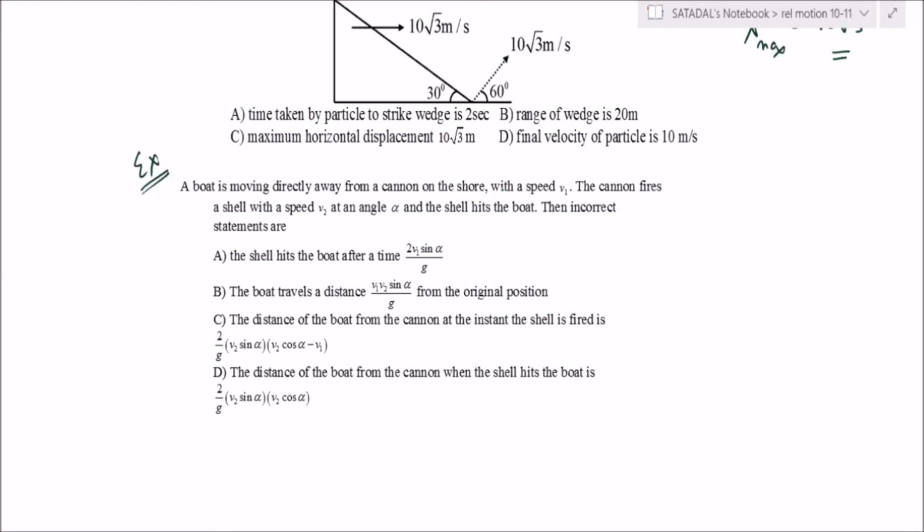Vignesh, tell me. Sir, in the previous problem, I am getting the range as 180 meters. Yeah, 20 meters. Okay, leave it. That is gone. Leave it. Okay, sir. Now do this one.